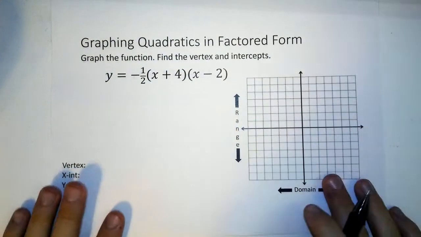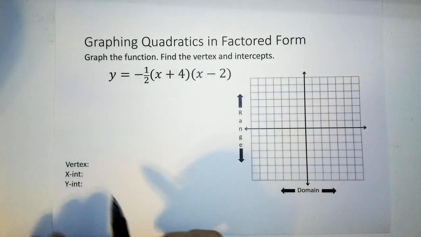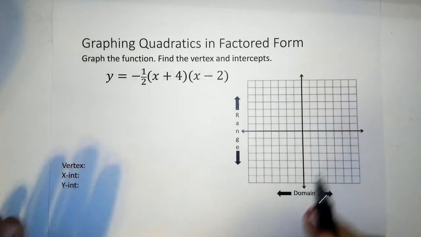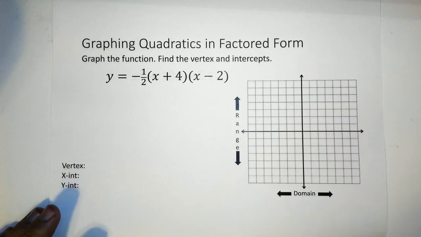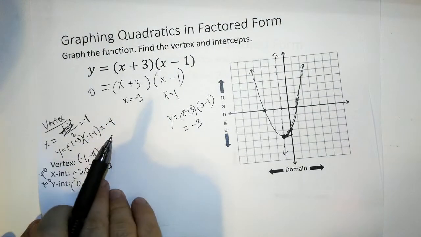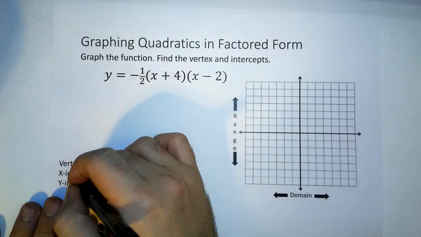Okay, so same deal over here, right? Going straight for the vertex would be more difficult, so we're going to find a way around it. We're first going to find our x-intercepts, and then we can remember that, just like before, smack dab in the middle of our x-intercepts was our vertex. So let's go ahead and find our x-intercepts.